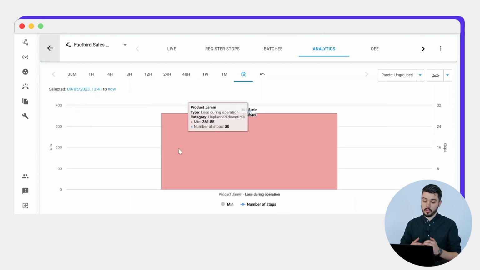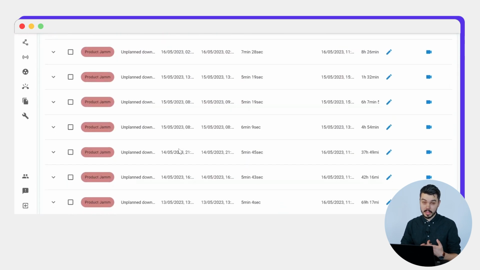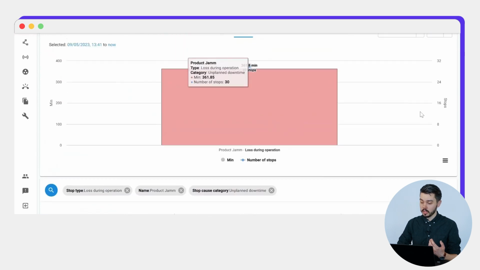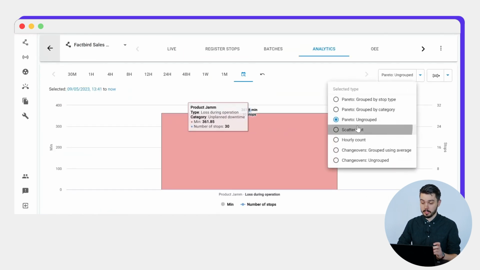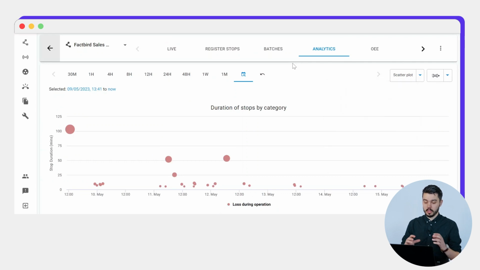And we can dive into them further. So you can click on that product jam and see every time it's occurred, the comments your operators are making, how long it takes for the issue to resolve itself. And the best page, I think, for analyzing this, the scatter plot. So this one will give you an idea of how consistent this issue is on your production line.